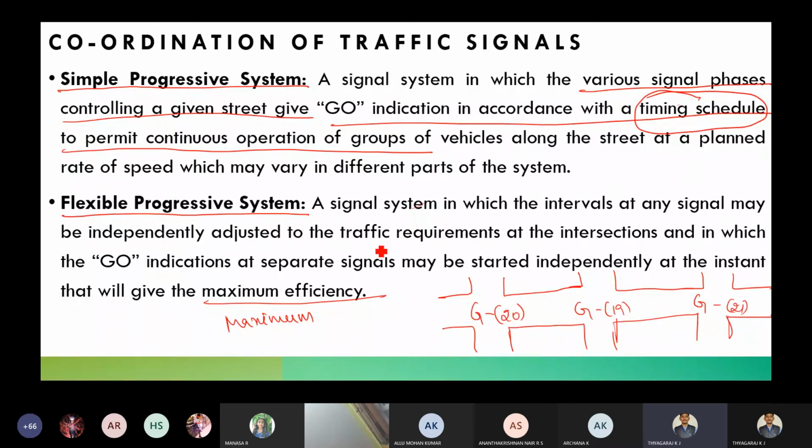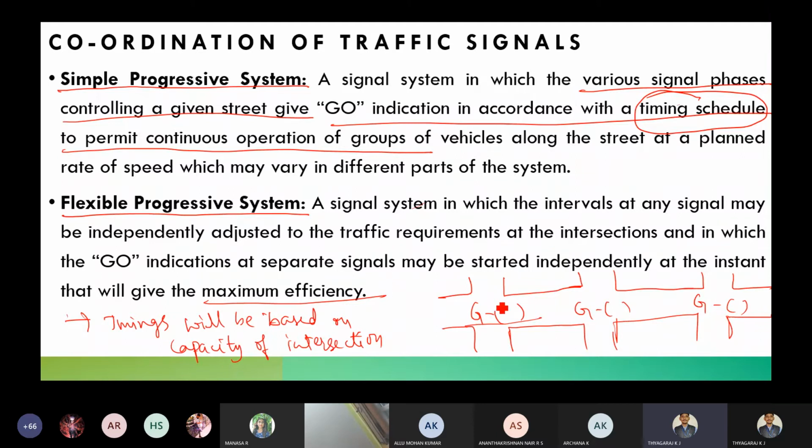But when it comes to flexible progressive, we are not going to fix the time. The timings for this method will be based on the capacity of the intersection. So remember, the flexible progressive system is also a simultaneous system, but the timings will be based on the capacity of the intersection.